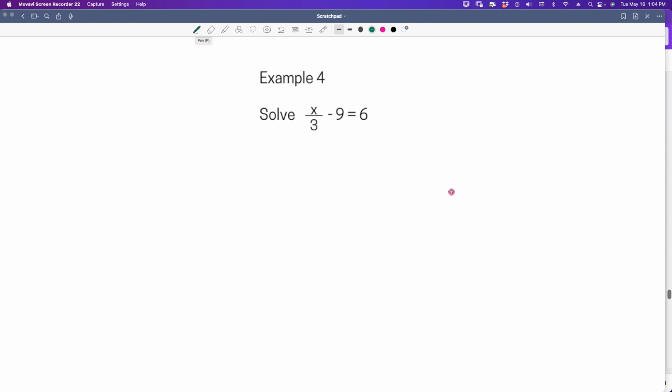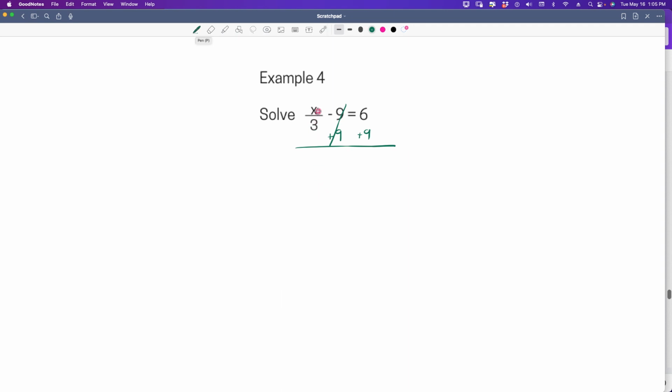So here we have another problem with a lot going on. We have x over 3 minus 9 equals 6. So the first thing I'm going to do is do the inverse of this subtraction, and I'm going to add 9 to both sides. And draw my line, negative 9, positive 9. The opposites always cancel each other out and equal 0. So they go away basically.